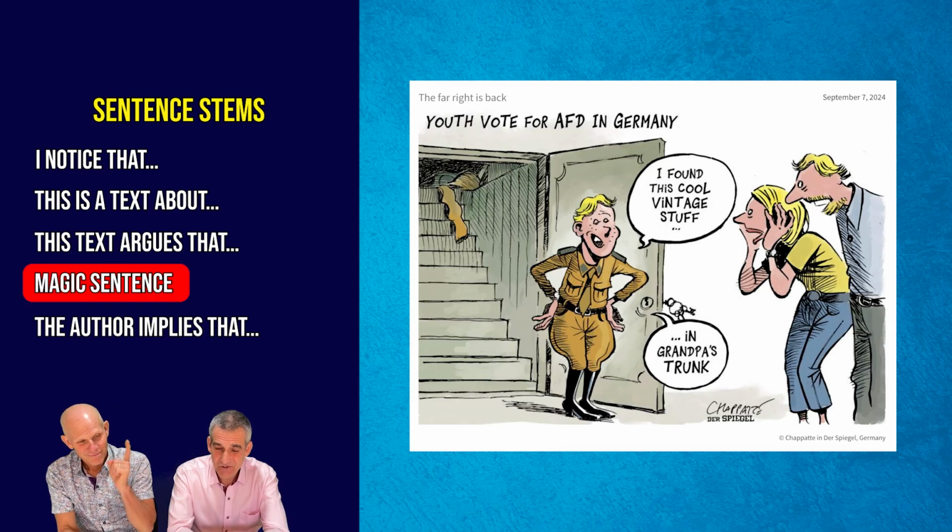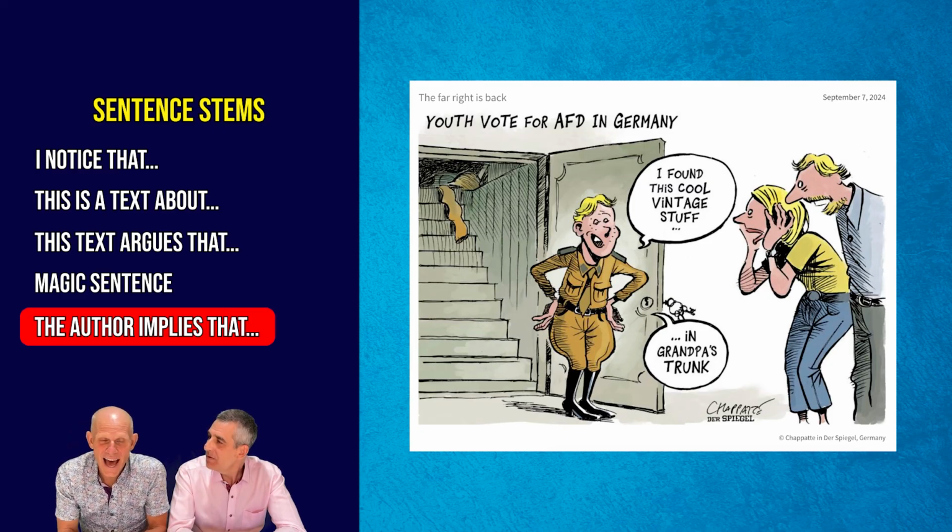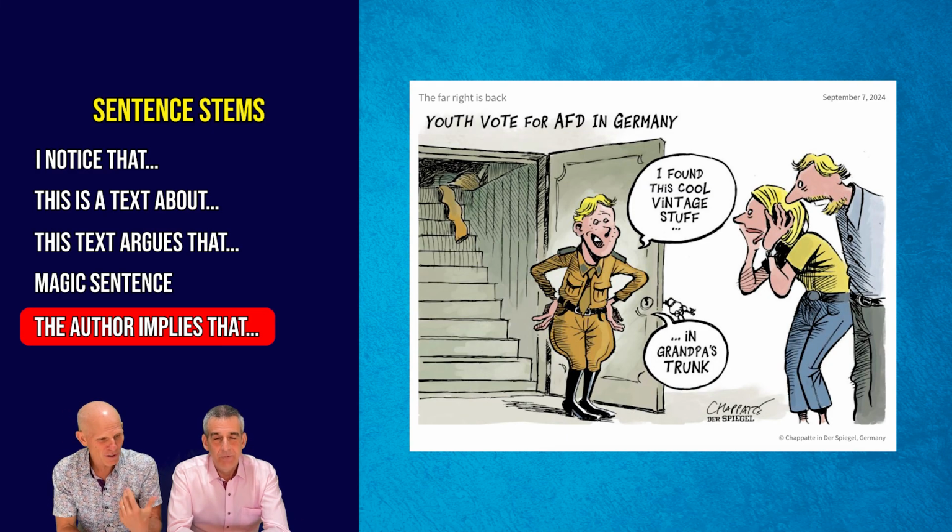But if you want to go deeper, Mr. Giles? Sentence stem number 5, although not explicitly stated, the author implies that. This helps us reach for those further implications and show deep thinking.